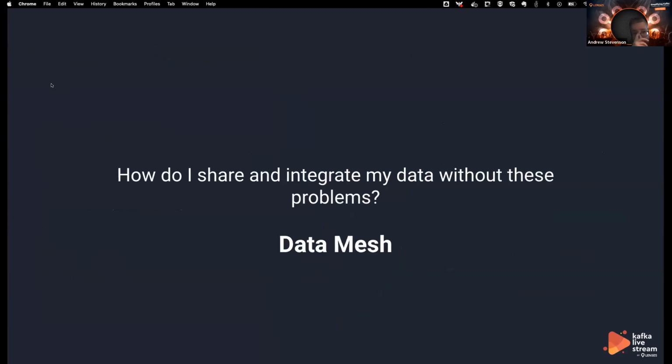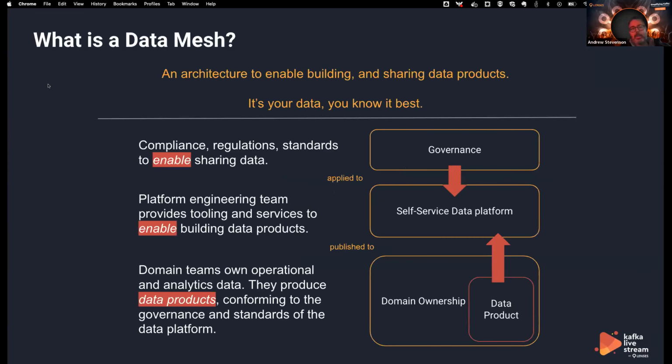So how do I do this? How do I share and integrate all my data without all these problems? And how do I share it quickly with all the governance in place as well, because we can't just forget about the governance, it's a core pillar as well. So one of the solutions to this is the data mesh. So I'll go on and explain on the next slide what a data mesh is about.